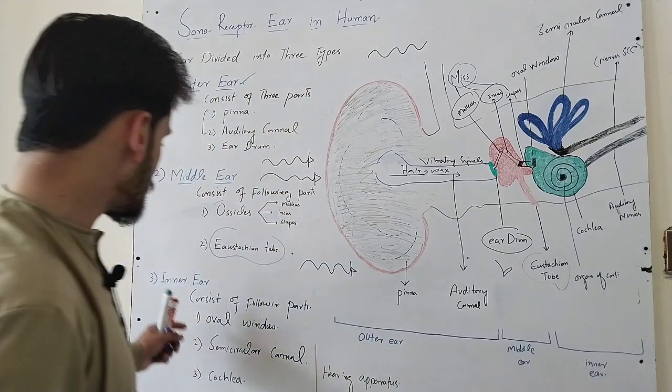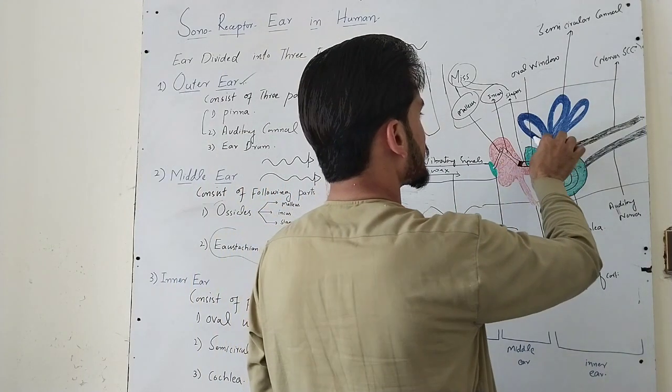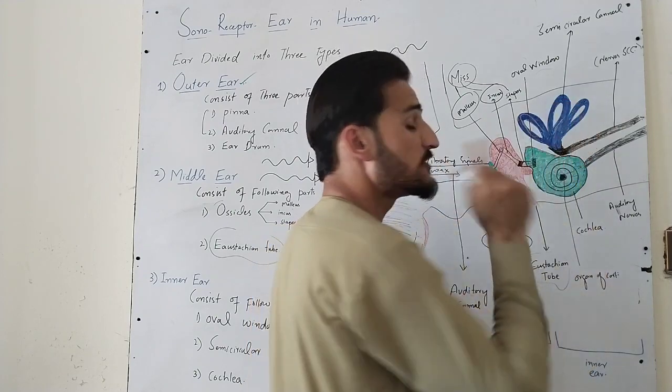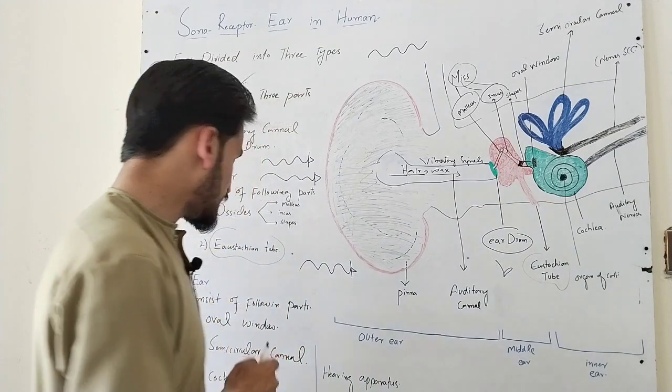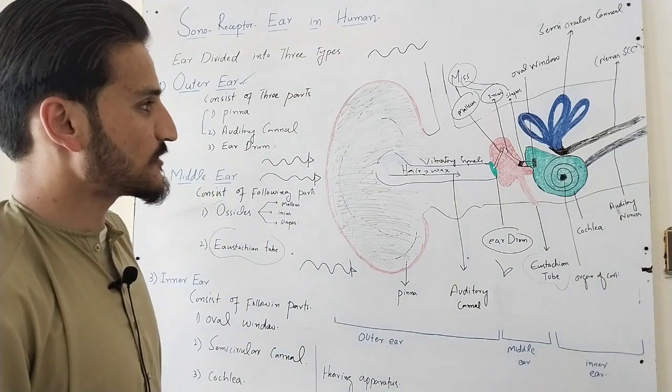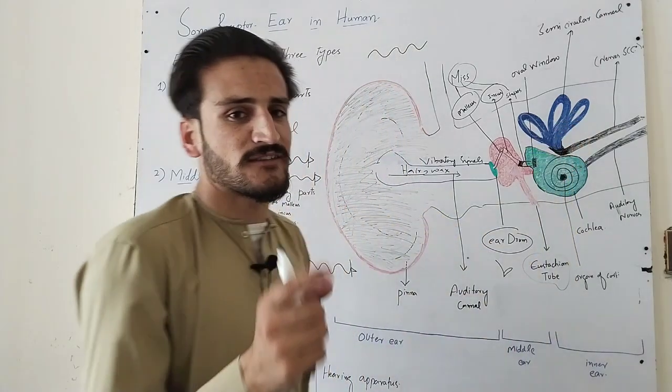The oval window is located in the inner region. And three semicircular canals are present. This is a semicircular canal, not fully circular. Remember this: these three canals are called semicircular canals because they are semicircular, not fully circular.